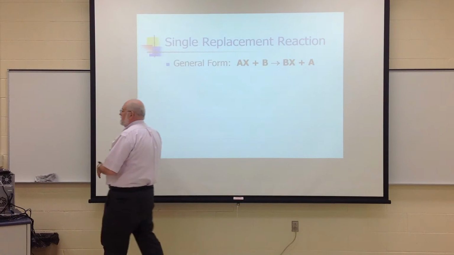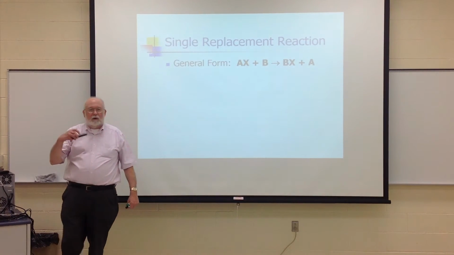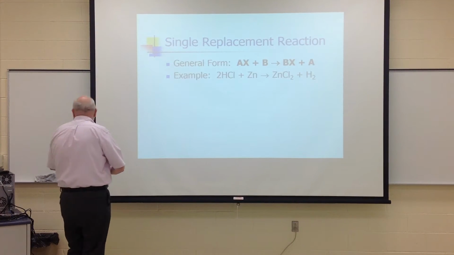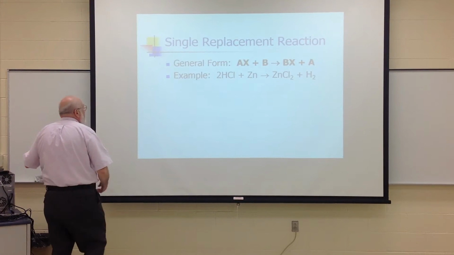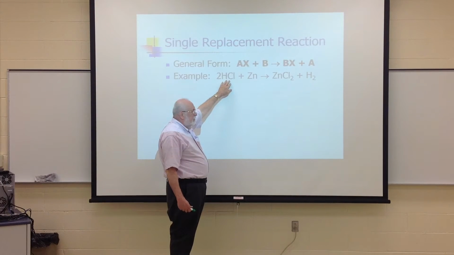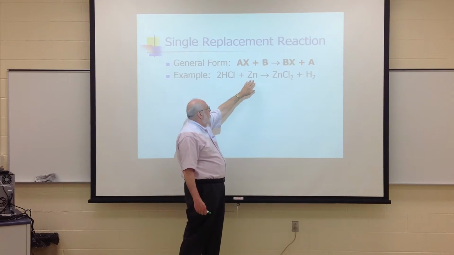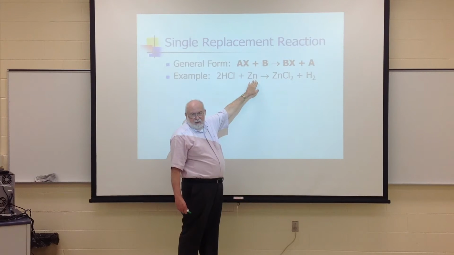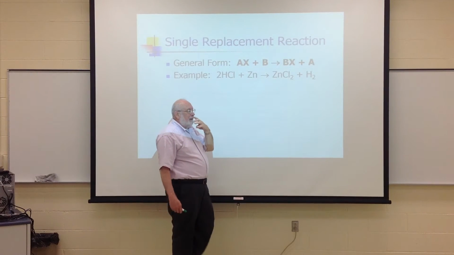All right, let's look at a specific example and we'll probably make more sense. All right, now here is HCl, which is actually hydrochloric acid, it's in solution, and the element zinc. Now, what's happening here?